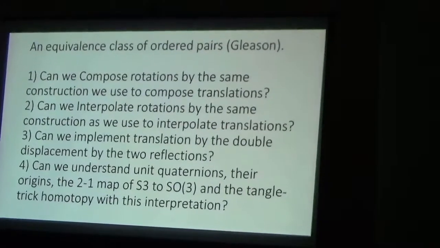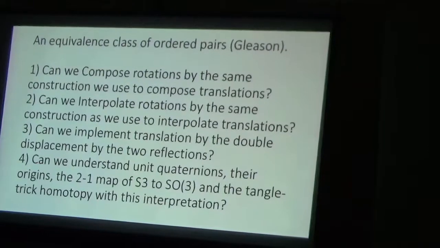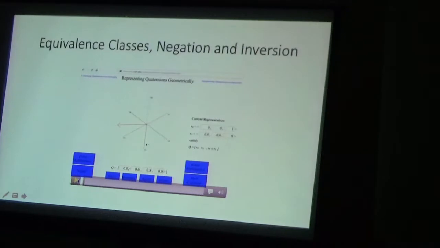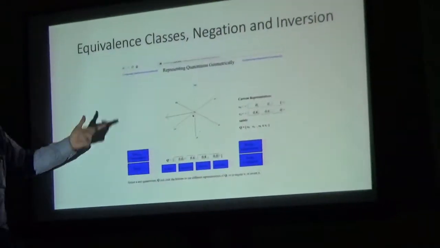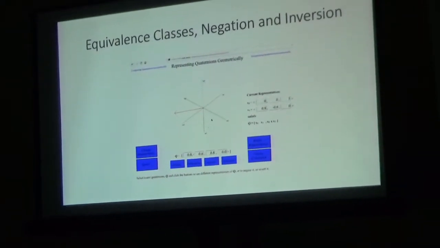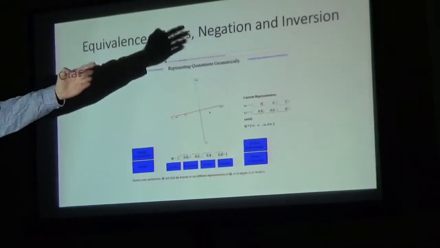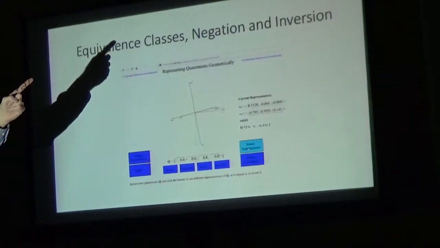And finally, can we understand through this view unit quaternions, the 2-to-1 map of S3 to SO3, which I already had, and the tangle trick homotopy? Yes. So here I actually made a concrete viewing of a quaternion as a pair of unit vectors. Here's this quaternion. Here's its first vector. Here are the two vectors, and I can change the representative. I have a button to change the representative. I have a button to negate and invert. What's the inverse? Reflect across the first vector, reflect across the second vector. How would you invert that?